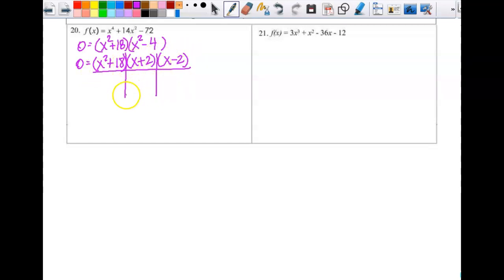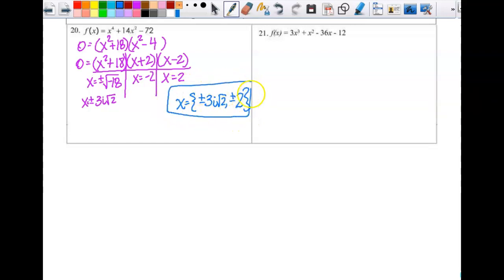Then I'm going to find my zeros. So x equals 2, x equals negative 2, x equals plus or minus the square root of negative 18. So that negative 18 tells me there's going to be an i that comes out. When I simplify the square root of 18, it's plus or minus 3i times the square root of 2. So it said to find all the zeros and then give the complete factorization. So my zeros are plus or minus 3i square root of 2 and plus or minus 2.